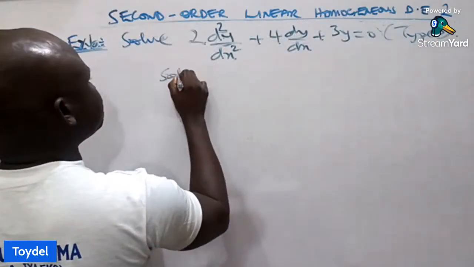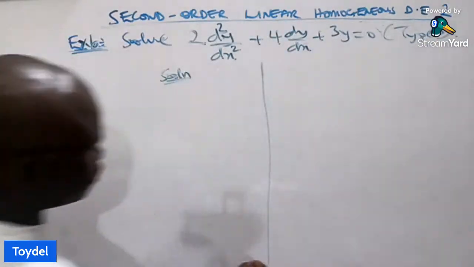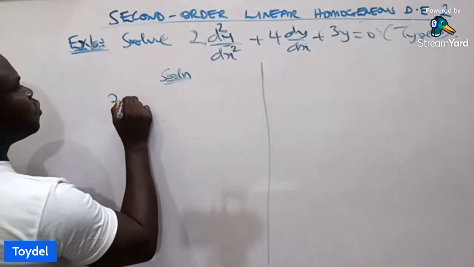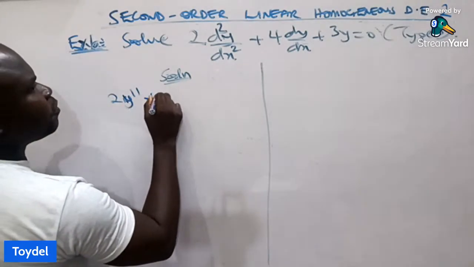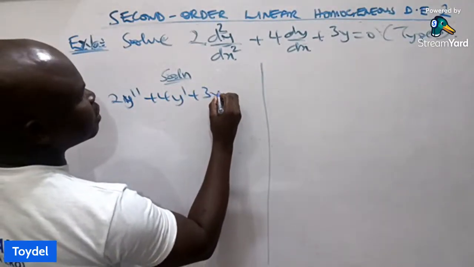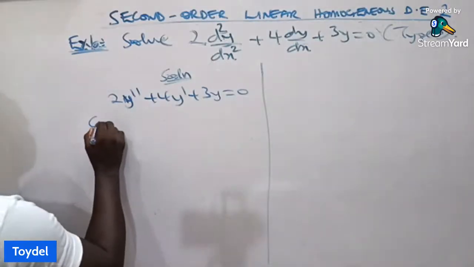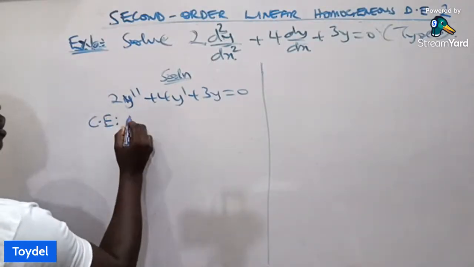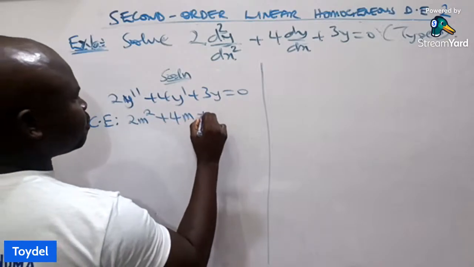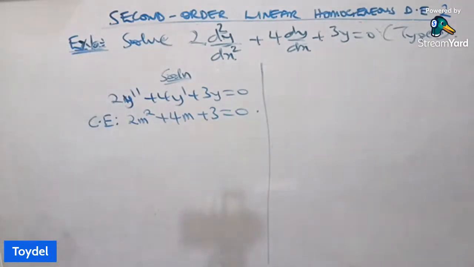So what do we do here? How do we solve this? That's what we are about to do. This is the same thing as 2y'' plus 4y' plus 3y equal to 0. So the characteristic equation in this form will be 2m² plus 4m plus 3 equal to 0. So that's a quadratic equation.